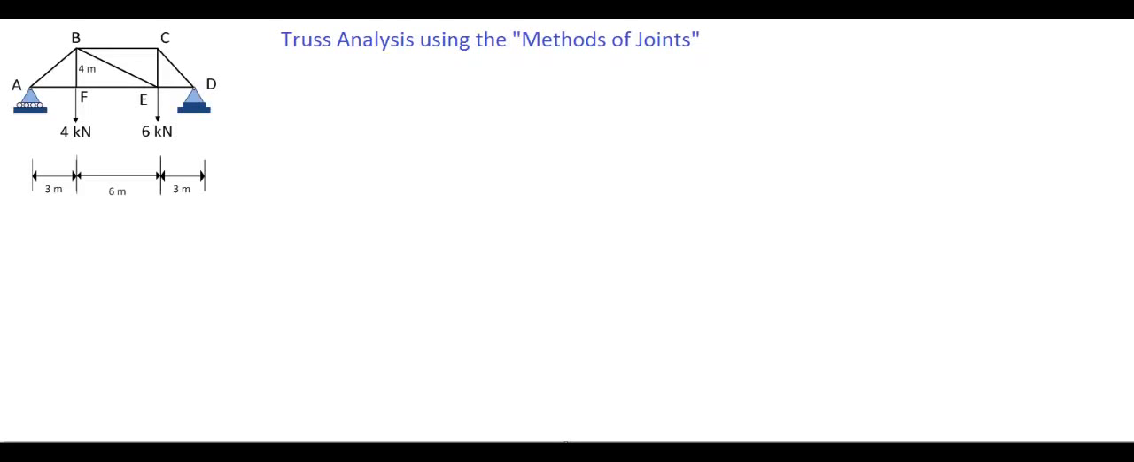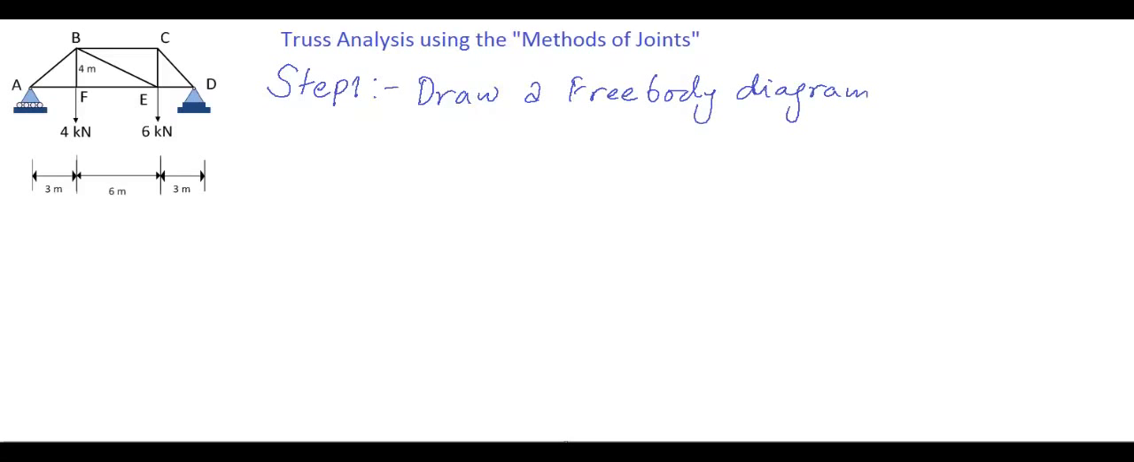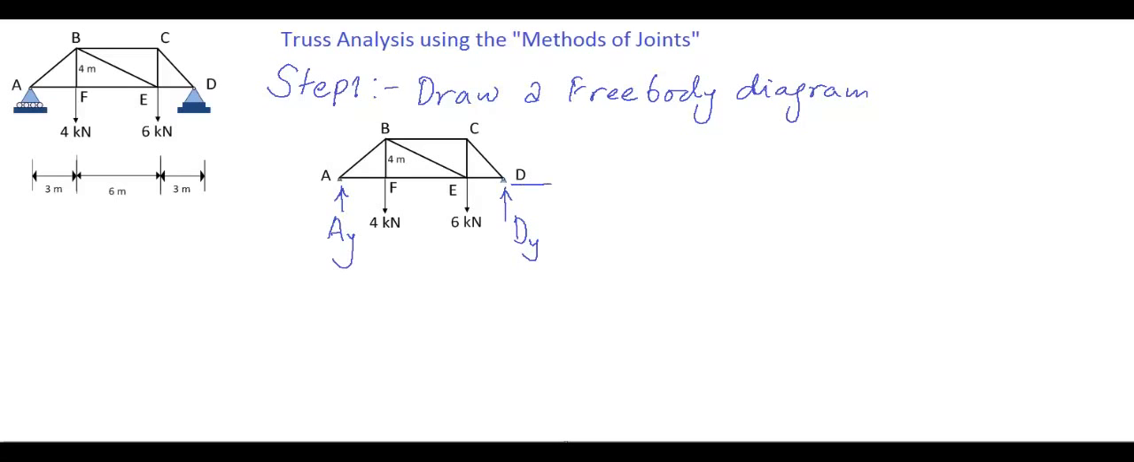Analysis of truss using method of joints. Step 1. Draw a free body diagram. That means remove the supports and put the support reactions. So AY vertical, DY vertical and DX horizontal at roller and pin supports.